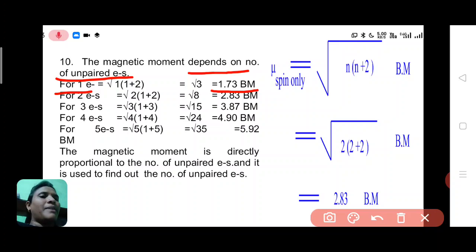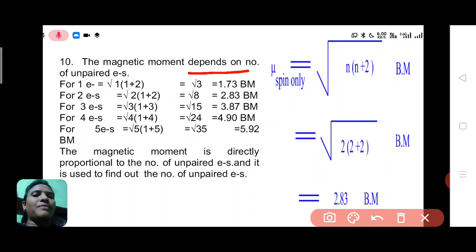So it will be calculated by spin only formula, that is under root n in bracket n plus 2 Bohr magnetons. If there are 2 unpaired electrons, then we can solve this by putting n is equal to 2 and the answer will be 2.83. So this is the calculation of magnetic moment by using number of unpaired electrons.